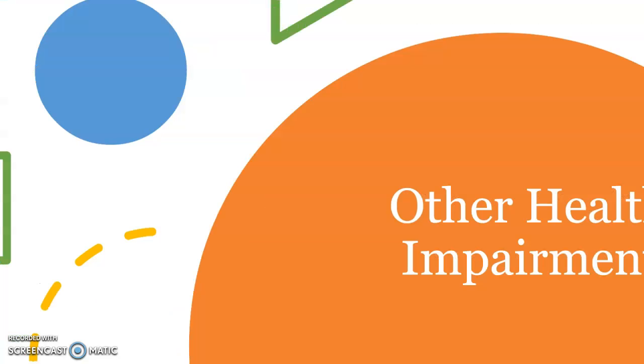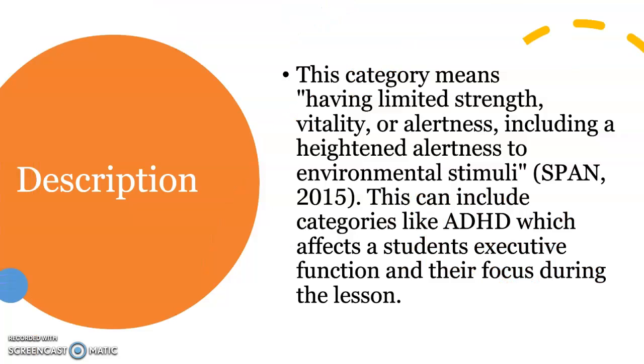The other category, other health impairment. Now, this category means having limited strength, vitality, or alertness, including a heightened alertness to environmental stimuli. This can include categories like ADHD, which affects a student's executive function and their focus during the lesson.